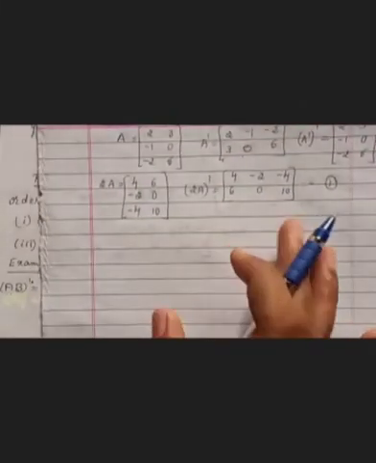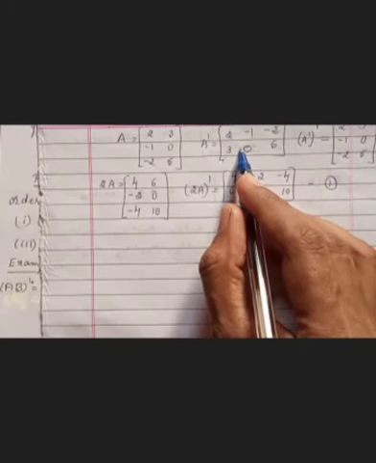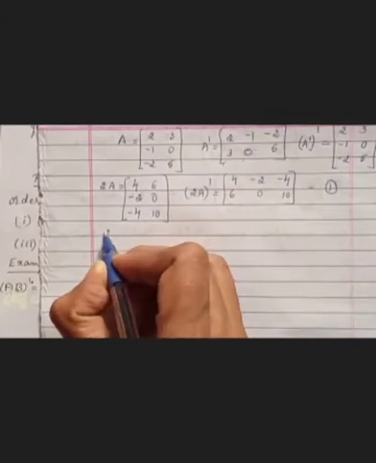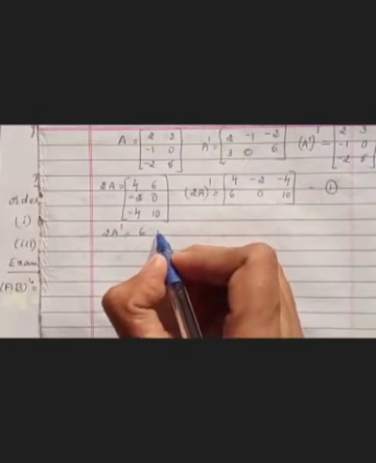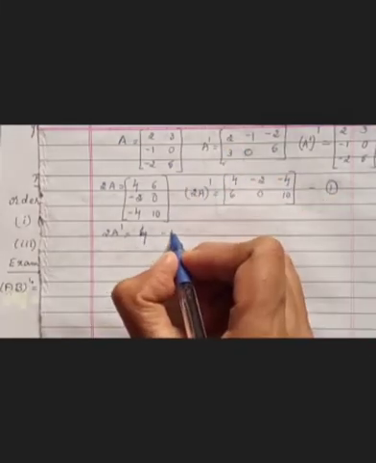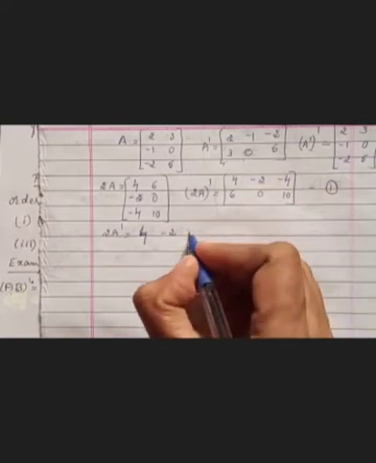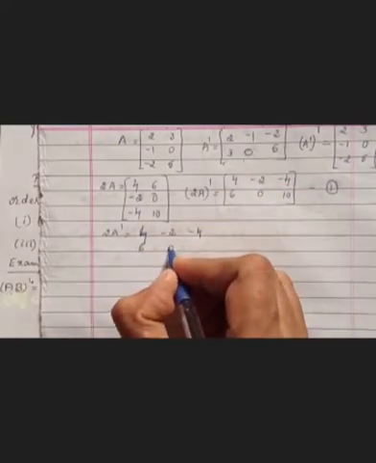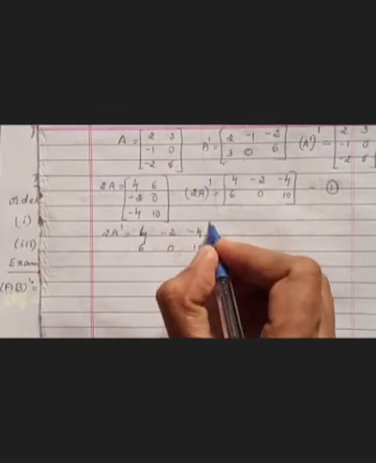The right hand side is K into A dash. What is A dash? We know A dash. Multiply by this constant 2. So 2 into 3 is 6, 2 into 2 is 4, 2 into minus 1 is minus 2, 2 into minus 2 is minus 4, 2 into 3 is 6, 2 into 0 is 0, and 2 into 5 is 10.